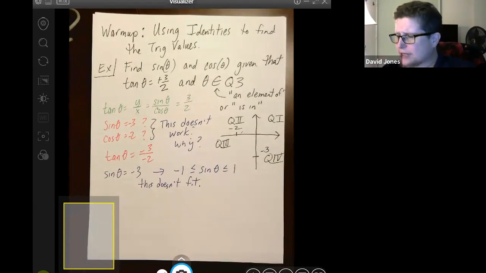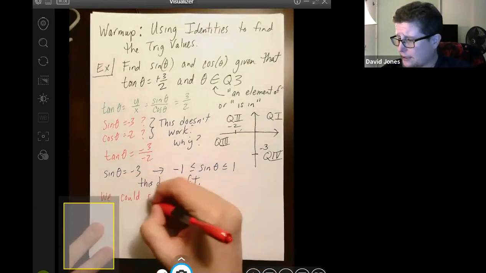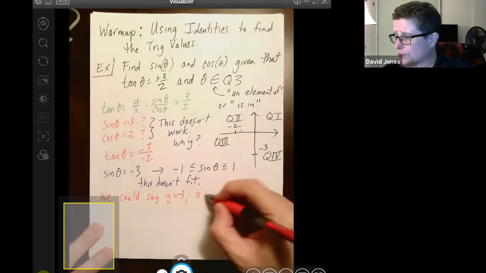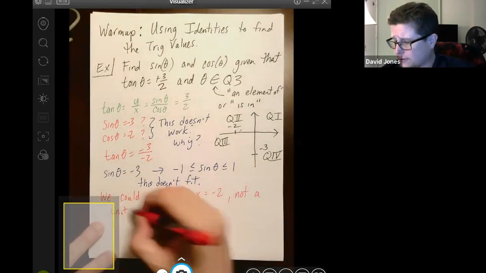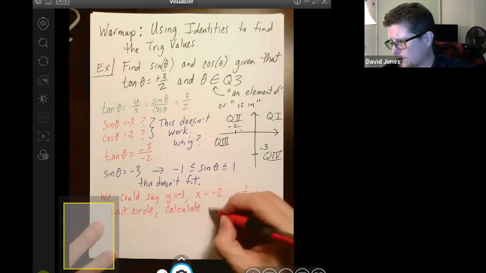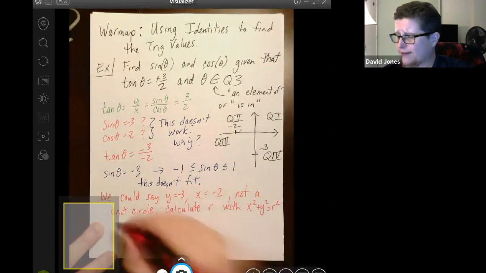I suppose you could say it's y and x. Y equals -3, x equals -2, and go from there. Find r and stuff that way. But let's use the identities. I'll make a note of that though. We could say y equals -3, x equals -2. It's not a unit circle. Calculate r with x squared plus y squared equals r squared and find the values.